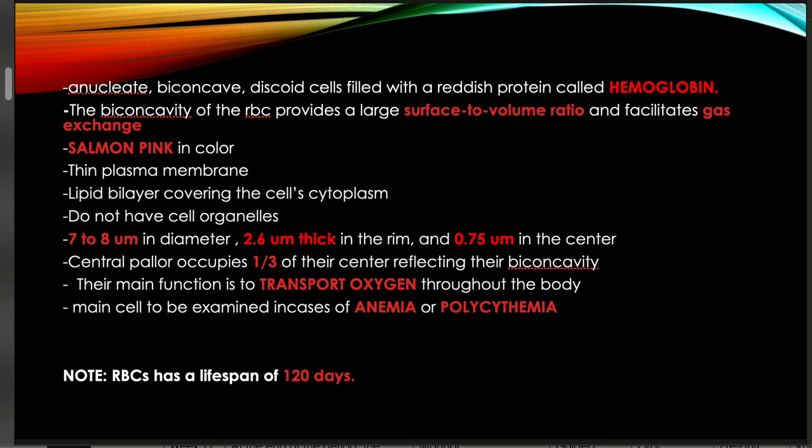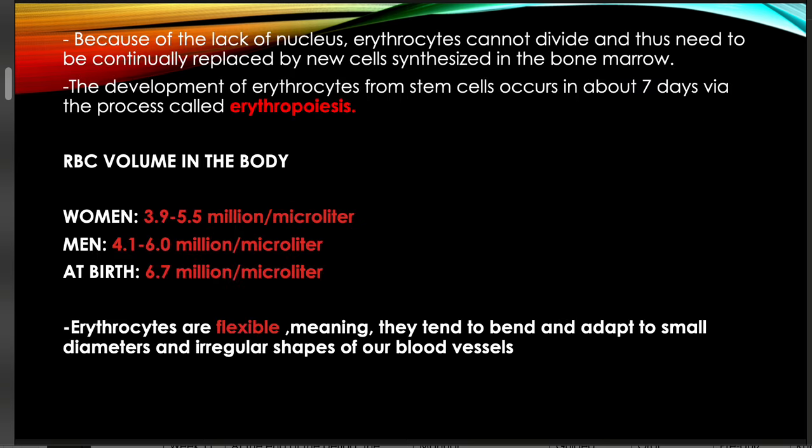Always note that our RBCs have a lifespan of 120 days. That's why when you donate blood, you can donate again after 120 days, because of the lifespan of the RBC. Because of the lack of the nucleus, erythrocytes cannot divide and thus need to be continually replaced by new cells synthesized in the bone marrow. The development of erythrocytes from stem cells occurs in about 7 days via the process called erythropoiesis.